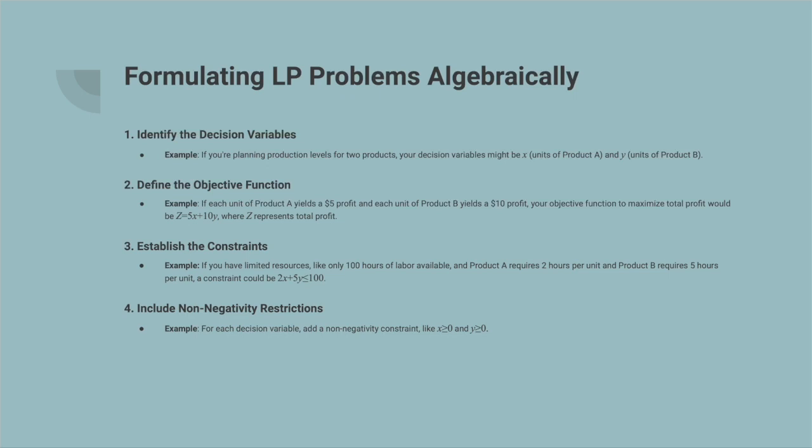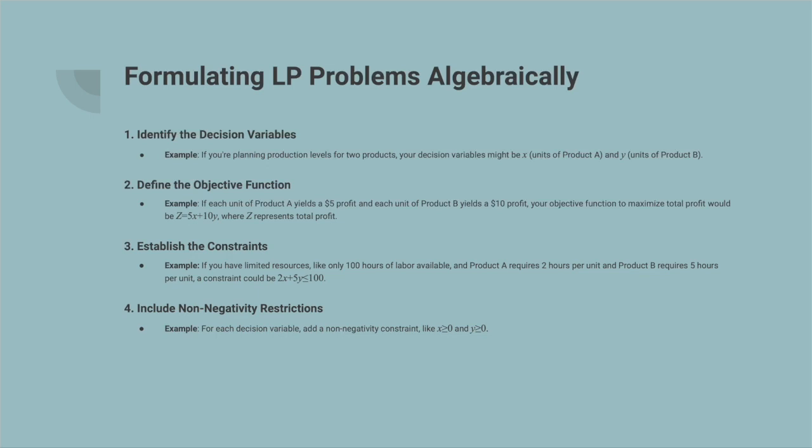The third step is to establish the constraints. Constraints represent the limitations or requirements of your problem. They are usually inequalities, but can also be equalities. If you have limited resources like only 100 hours of labor available and product A requires 2 hours per unit and product B requires 5 hours per unit, a constraint could be 2x plus 5y is less than or equal to 100.